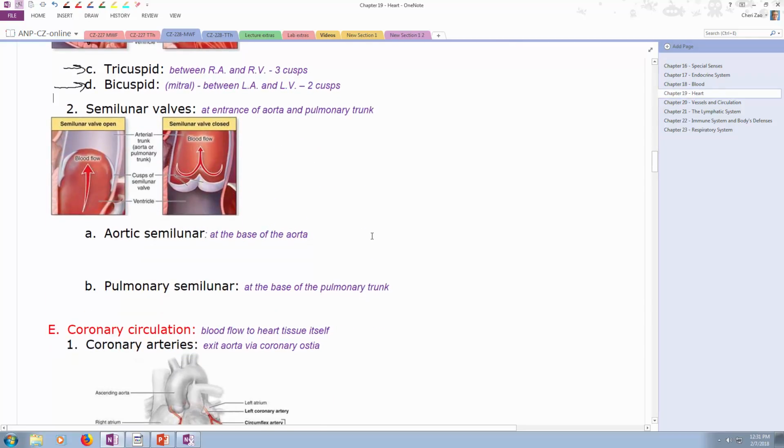Semilunar valves are the next topic for valves here. Notes say at the entrance of the aorta and pulmonary trunk. So that means where the right ventricle is now sending its blood into the pulmonary trunk, it's right there in that area. Same thing for the aorta. These valves are completely different. We have no chordae and no papillary muscles associated with them.